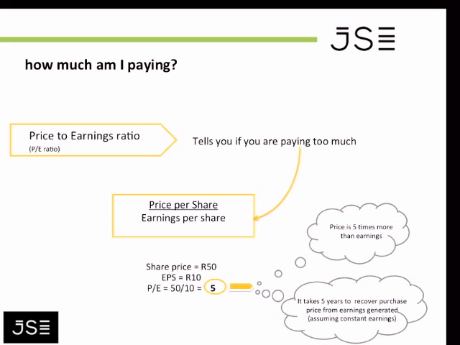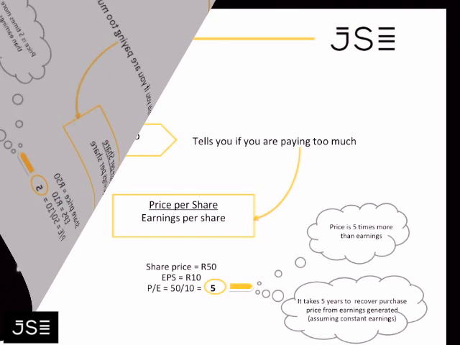So another way to look at the PE value of 5 is that if you've bought the share for 50 Rand, it will take you 5 years to break even on that 50 Rand that you've spent, as in 5 years to get back that 50 Rand, assuming, of course, that there's no change in the share price.